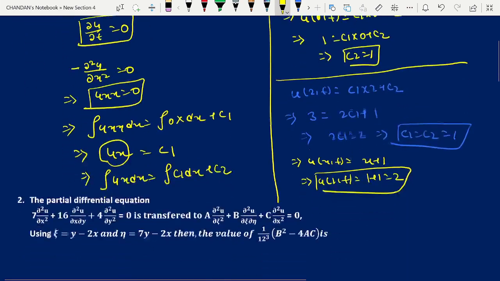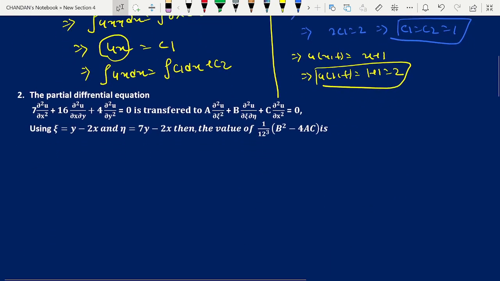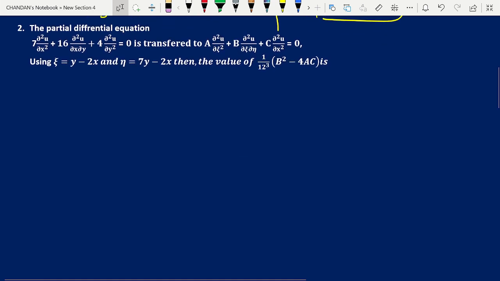Now move to the second question. Here is given a partial differential equation, and it is transformed. So whenever we transform, it is just like a canonical form type.